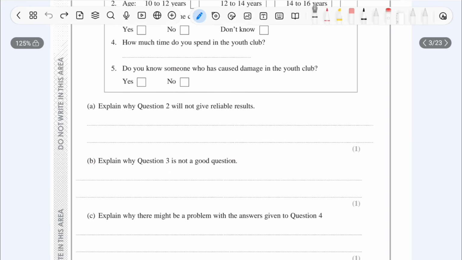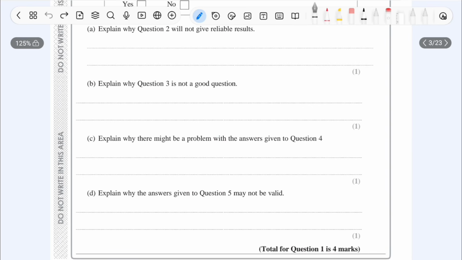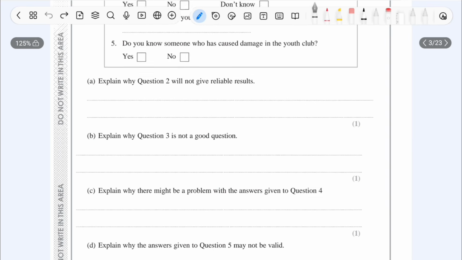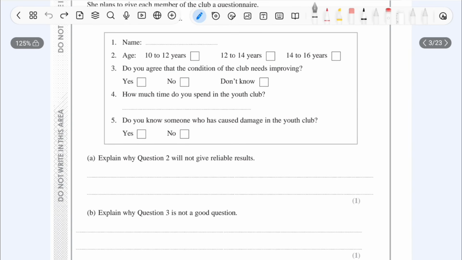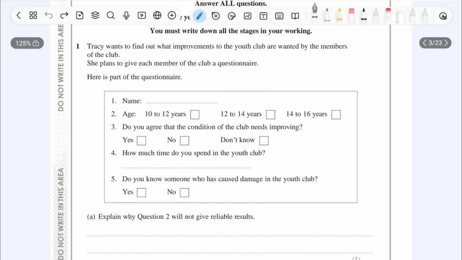Before I resume this, I just want to point out that this is such a nice question for 4 marks in total, because if you know the content, you can do this so fast, and it gives you a bit more time for those harder questions later on, and just reduces the stress a bit. Back to the question. Why question 2 will not give reliable results? Question 2 asks us to input our age. We have 10 to 12 years, 12 to 14 years, and 14 to 16 years.